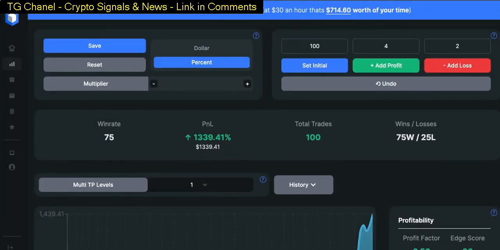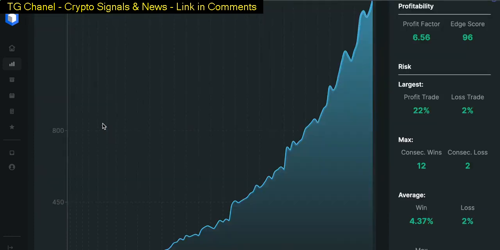Okay, so after 100 trades, the win rate for the strategy turned out to be 75%. This win ratio is really good for a single indicator. And because we had this amazing money management in place, the strategy increased the account size by over 1300%. By the way, I found those setups within 4 months. The profit factor is 6.56.